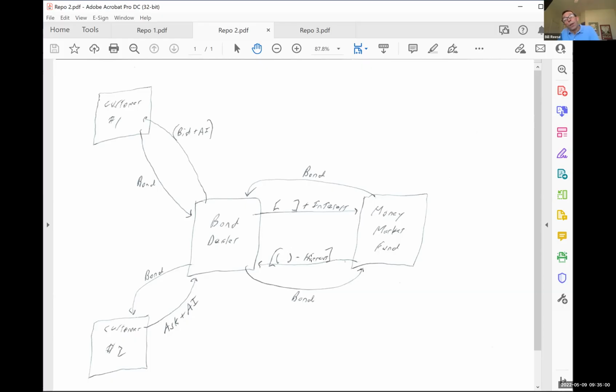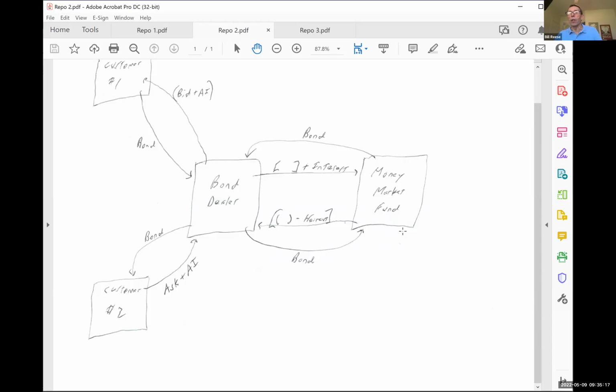It could be a little bit more than that, could be a little bit less than that. It depends on what the bond is. It depends upon the relationship between the money market fund and the bond dealer, how comfortable the money market fund feels lending to the bond dealer, okay? And again, this money market fund doesn't have to be a money market fund. It can be anybody who's willing to lend money to the bond dealer. But in our example, we're making it a money market fund.